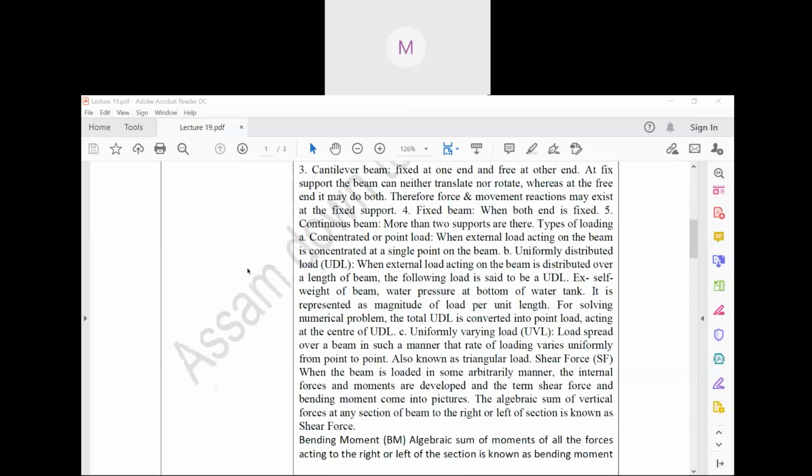Hello, sir. Yeah, bro. What if we put a point load on one side of the support? Only on one side of the support, or also on the beam? That doesn't matter. One side of the support or beam. Yes, sir. I'm not able to get what you are saying.